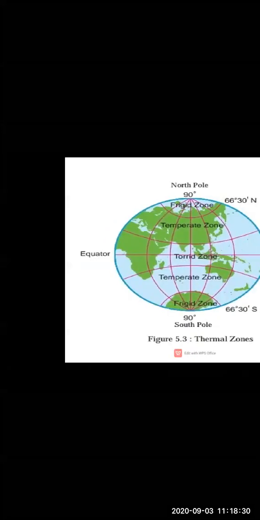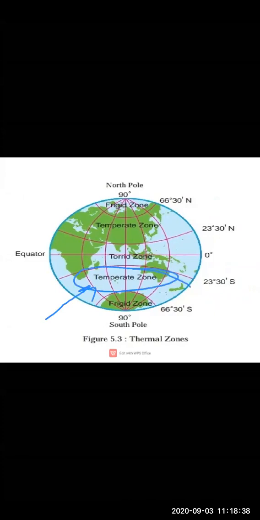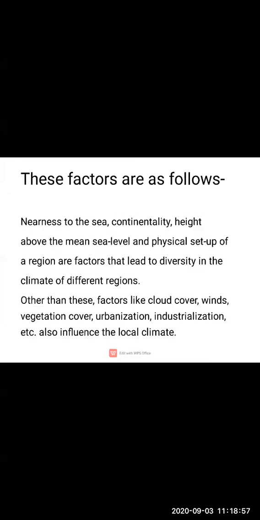Their effect will be in that particular region only. See here, for example, in this temperate zone, its effect will be in this region only. For example, the frigid zone is going to experience very cold temperature. Their effect is limited to that region only. It will not extend. So there are some other factors also. What are these factors? We are going to study.